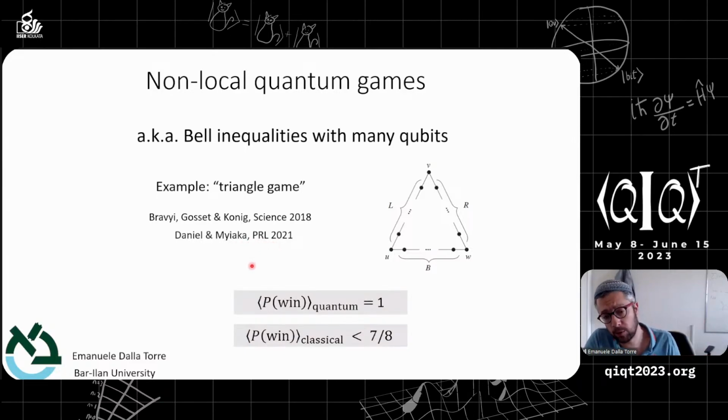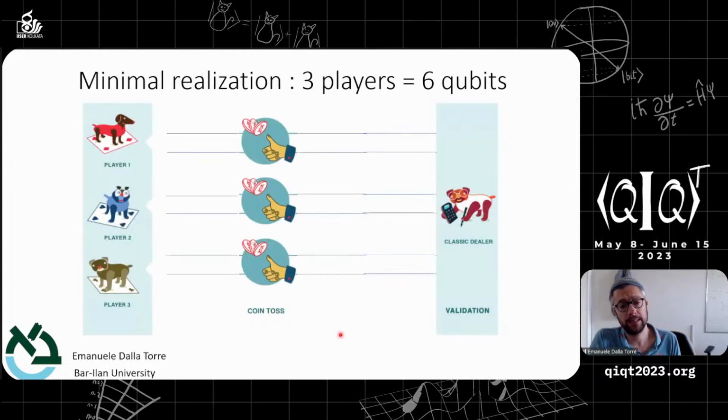This is a collaborative game, meaning that there are some players that try to work together in order to succeed in a task. And the quantum game, in principle, should be able to perform the task with a 100% success rate, while classical computers are limited to 7/8. And okay, so what is the game? The simplest realization has 3 players, and each player has 2 qubits.